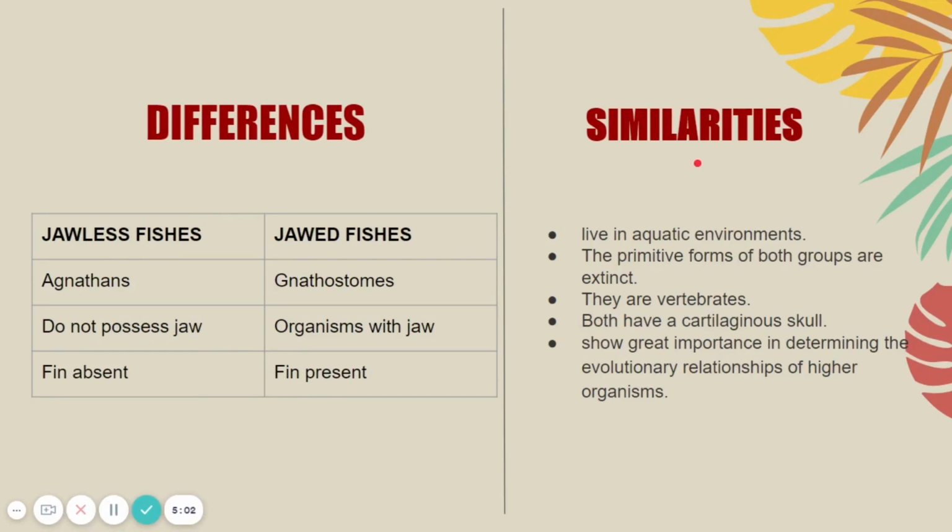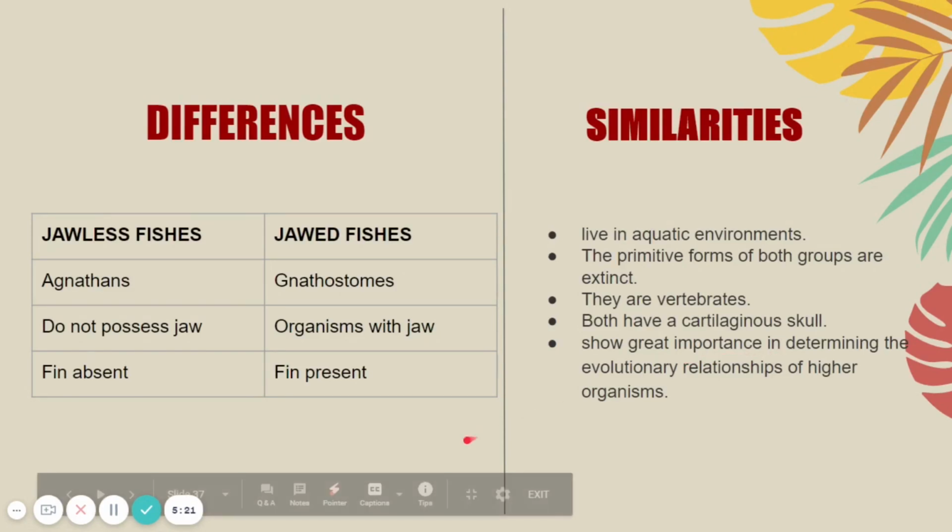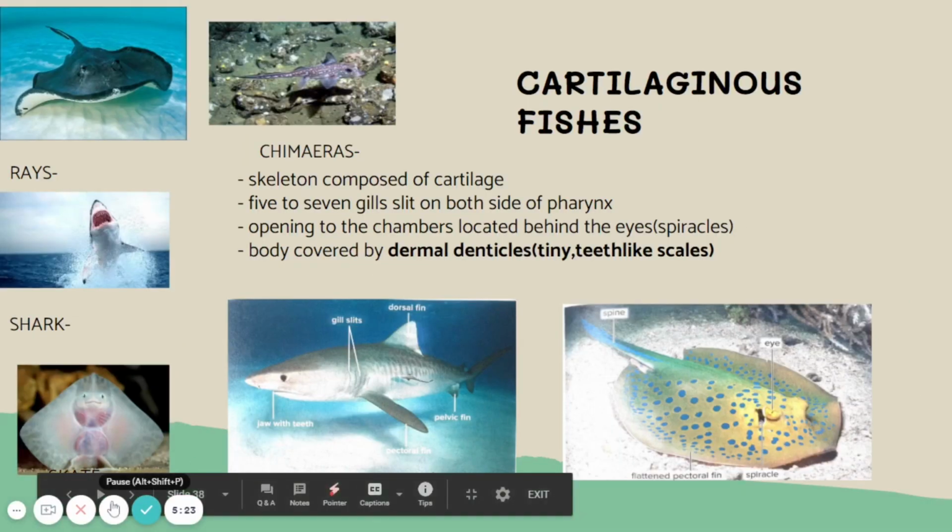Their similarities are they live in aquatic environments. The primitive form of both groups are extinct. Next, they are vertebrates, and also both of them have cartilaginous skulls. Last one is they show great importance in determining the evolutionary relationships of higher organisms.